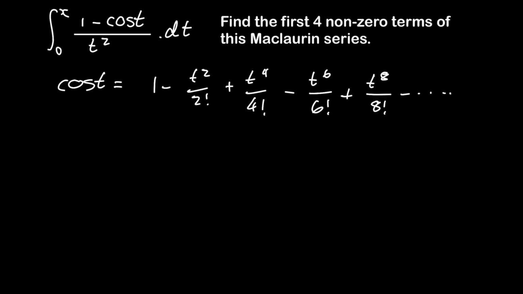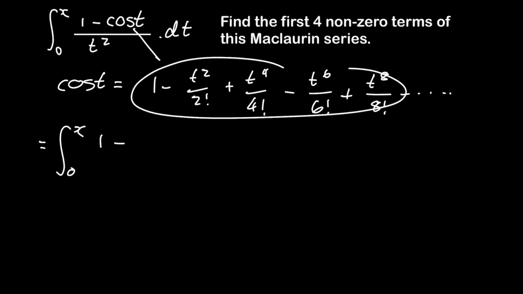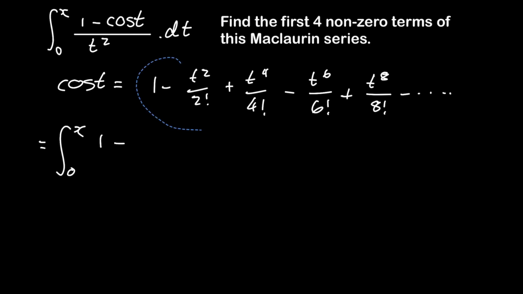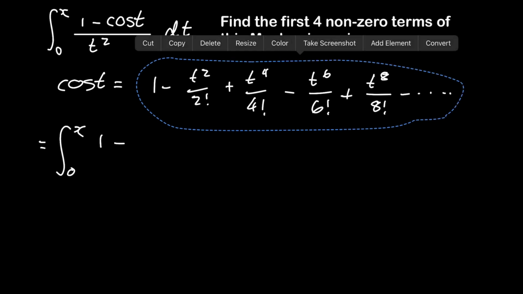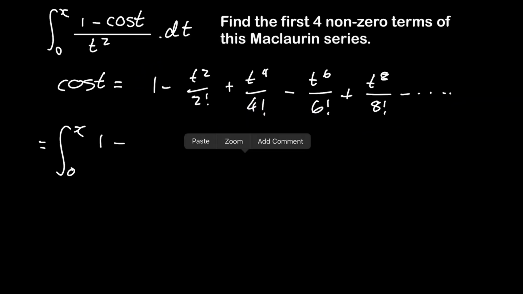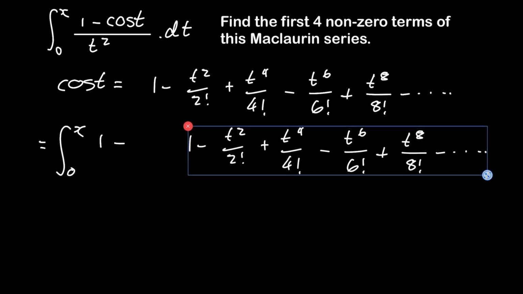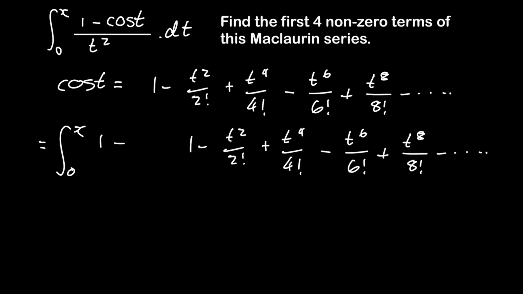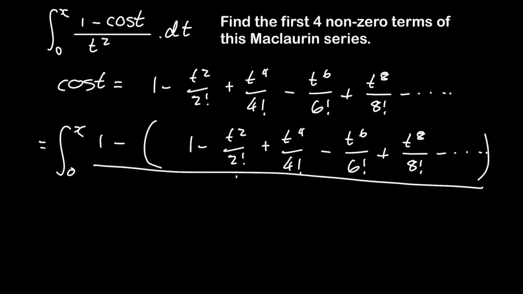So now we can write our integral as follows. 1 minus, and we can insert this in place of cos of t. So in other words, what I'm saying is we take this and we put it in our integral. So we have 1 minus all of this. And then obviously we've got a dt in here.